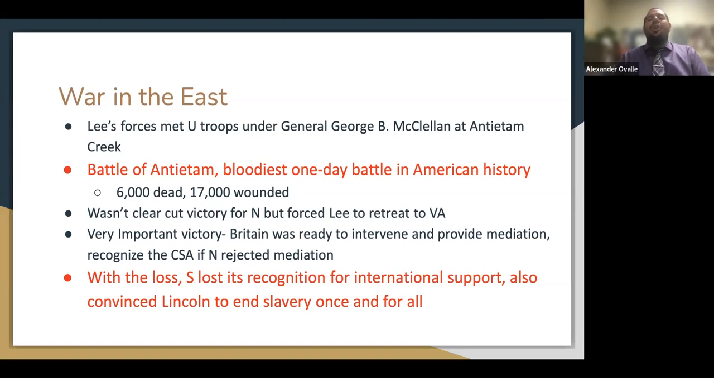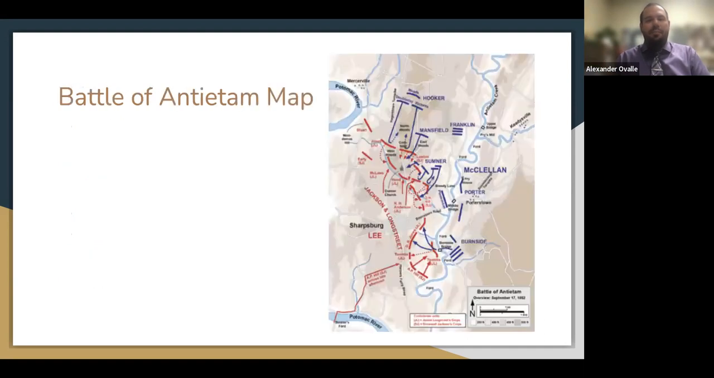Again, so much had happened leading up to this over the issue of slavery and the institution. Finally, it's like a wake-up call for Lincoln: it's now not a war to preserve the Union, but a war to end slavery.